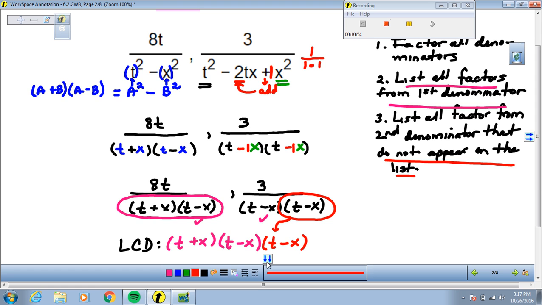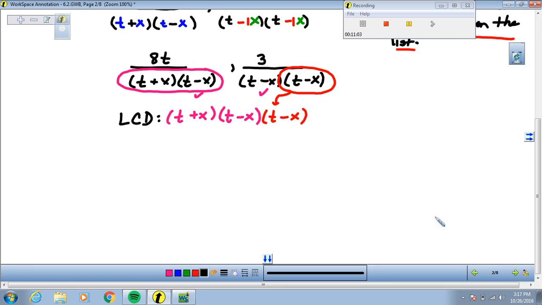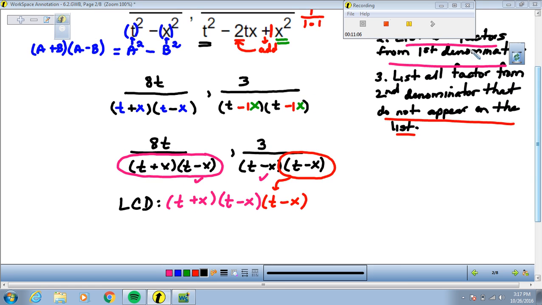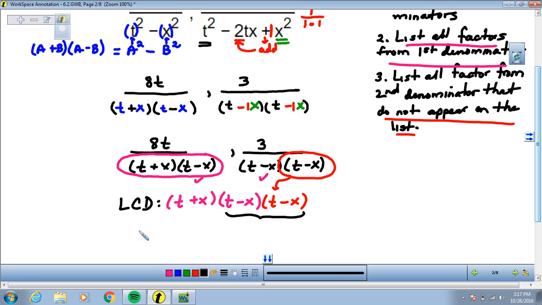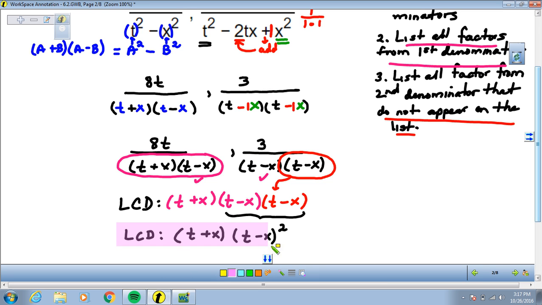Okay? So how can we better rewrite this expression? We can rewrite it in a little bit of a different way. Since we got 2 t minus x's in that expression, what would that equal to? t minus x squared. And that will be my least common denominator. Okay. Alrighty. So, now, next question.